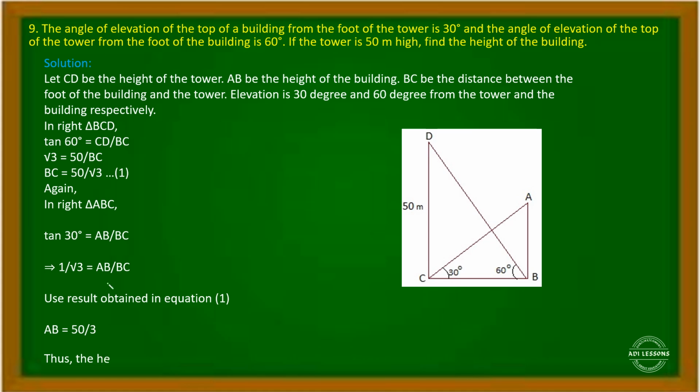tan 30 equal to AB by BC. 1 by root 3 equal to AB by BC. We use the result obtained in equation 1. So, AB equal to 50 by 3. Thus, the height of the building is 50 by 3 meters.